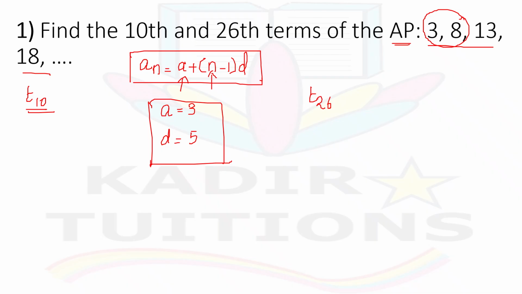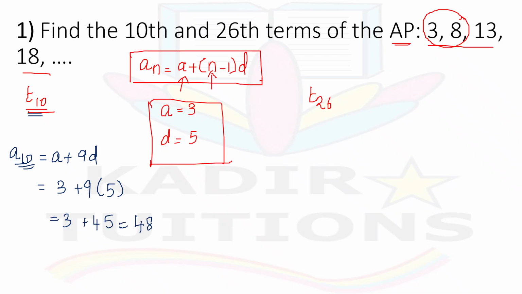For T10, how can we write the formula? T10 and A10 are both the same, this is term 10, this is also term 10 only. So A10 = a + (n - 1) d. Already our n value is 10, so n minus 1 is going to be 9d. And we know the value of a, which is 3, plus 9 into, we know the value of d, which is 5. So 3 plus 45, which is equal to 48. So for the first question we have found the 10th term, A10 = 48.